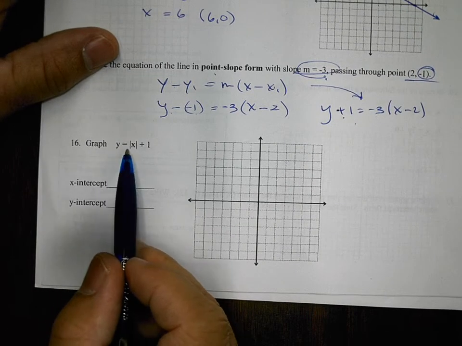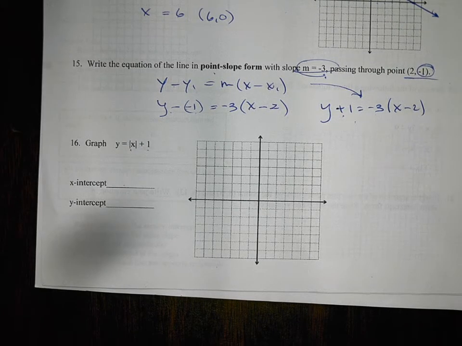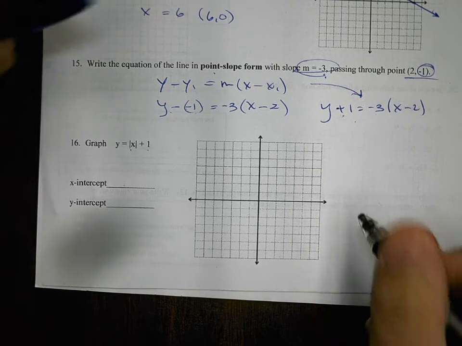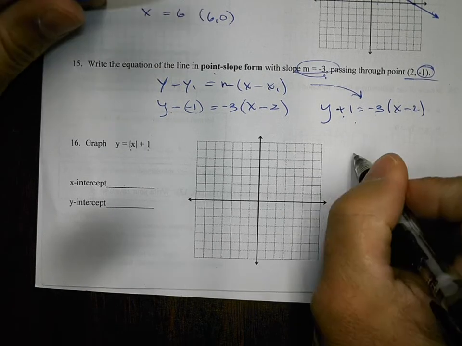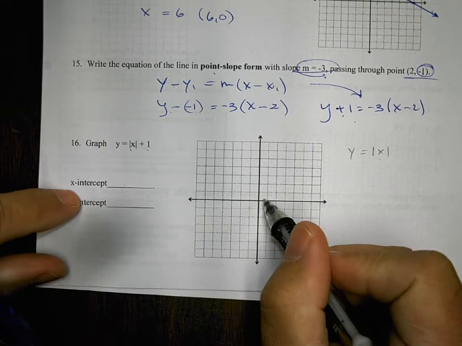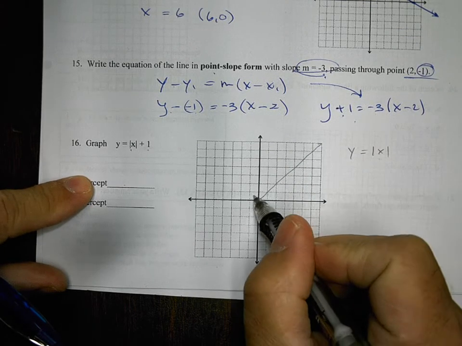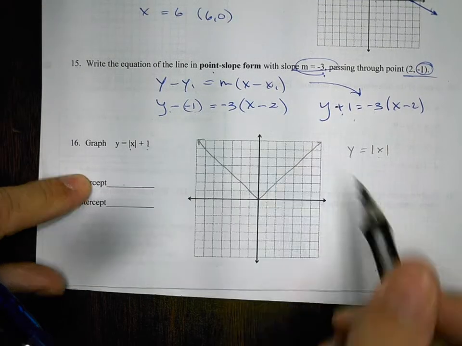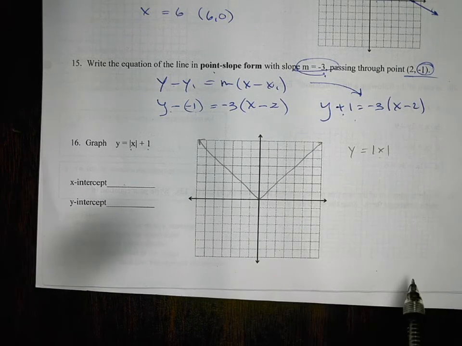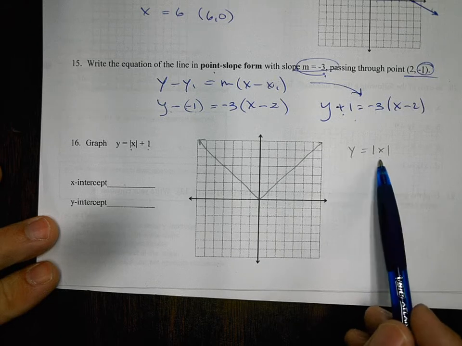So graph y equals the absolute value of x plus 1. We want the x-intercept and the y-intercept. All right, so we should remember that the most basic graph of an absolute value equation is y equals the absolute value of x. And remember, the vertex is at the origin. And we have a V-shaped graph with this as a positive 1 slope and this part is a negative 1 slope. Okay, that's our most basic graph of the absolute value equation, y equals the absolute value of x.